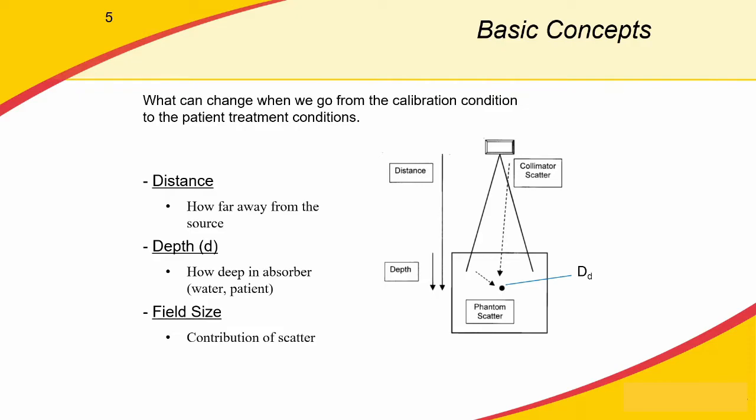So, what can change when we go from calibration conditions to the patient treatment conditions? Well, as we've already alluded to, the distance from the source to the point where we want to know dose can change, the depth within the patient, and the field size used to treat the patient. And these all have an effect on the actual dose delivered to the point we want to know within the tumor.